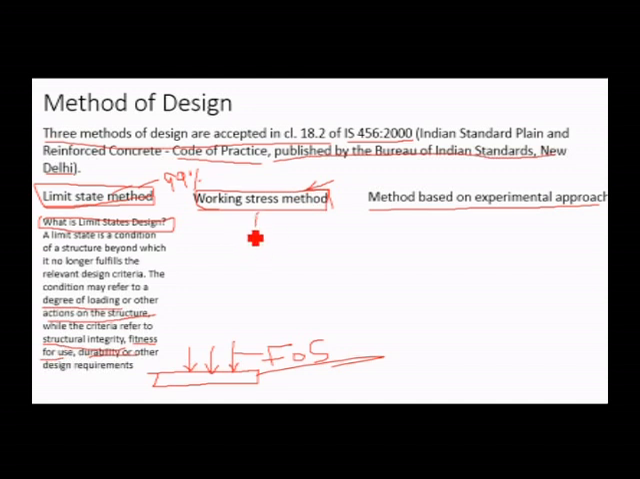The working stress method has several limitations. In a situation where the limit state method cannot be conveniently applied, the working stress method can be employed as an alternative. For example, in the design of silos or water tanks, we generally use the working stress method, which is still in practice in various parts of our country.